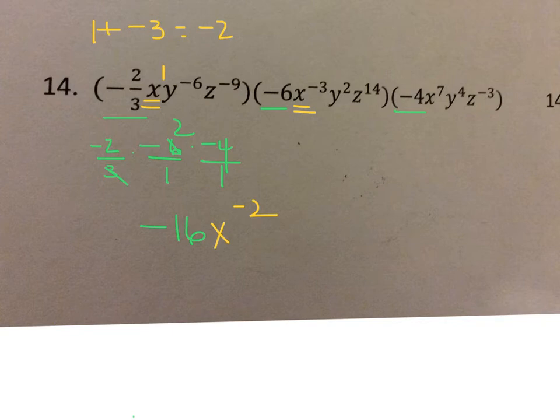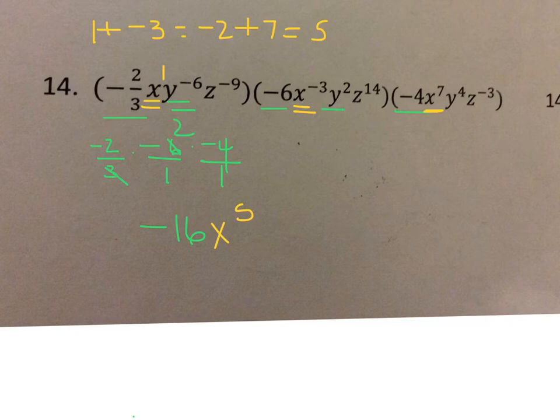Okay, let's do the y's. We have y to the negative 6th. Oops, let's go back. Sorry, let's go back to the x's. I apologize, I totally forgot this one over here. And we had 1 plus negative 3 is negative 2, plus 7 is 5. So I'm going to go back here and erase this and make it a 5. So here's what I did again: 1 plus negative 3 is negative 2, plus 7 is 5 on the x's. Sorry about that. Now I'm going to look at my y's.